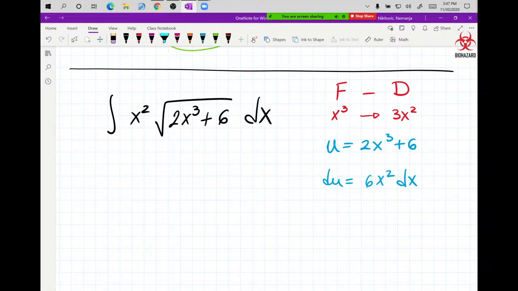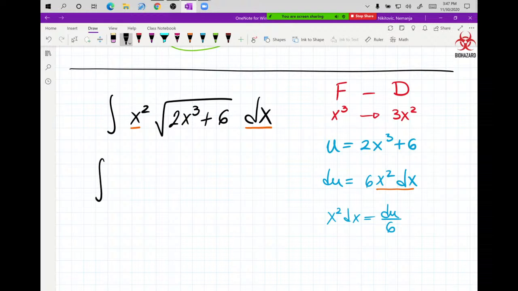I just write the dx on this side immediately. It's a differential. I hope you see that this much is already present, so I need this 6. There are two ways in which you can deal with that. One would be to divide both sides by 6, which is what we have been doing so far. So we could have said x squared dx is equal to du over 6, and then go and replace everything.